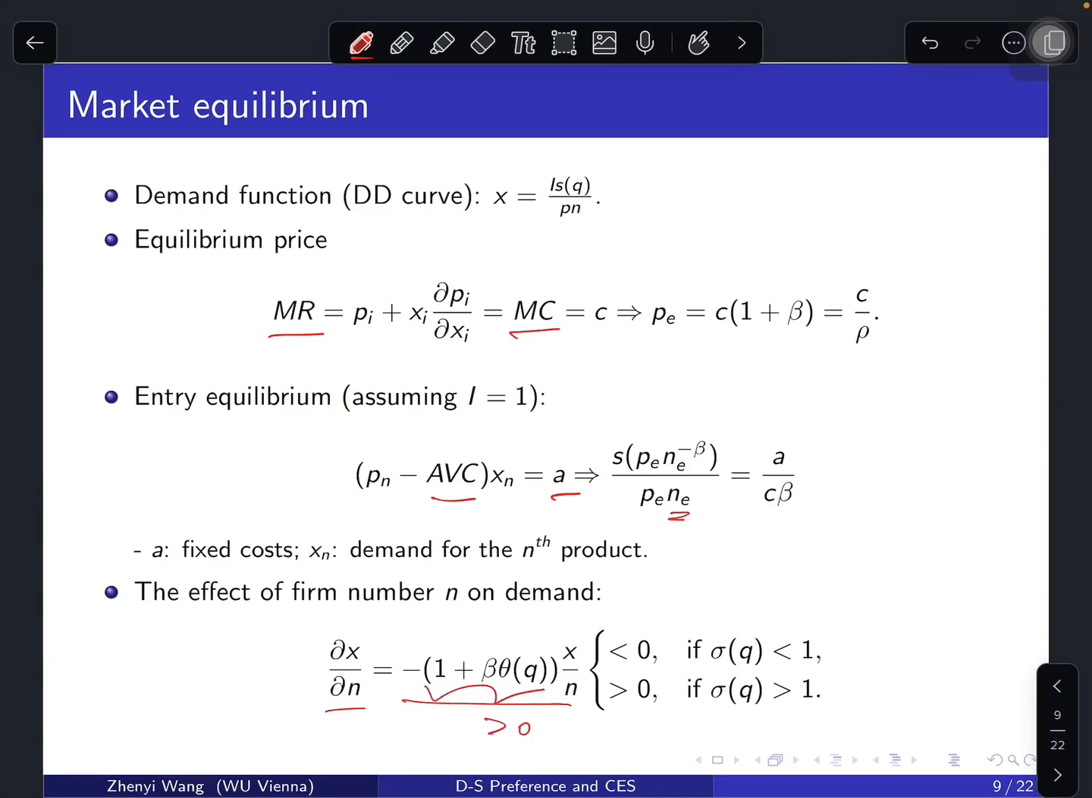So it means that this term is greater than 0, and the effect of firm number n on demand is smaller than 0. It means that the more firms produced in the market, the less each firm produced. To sum up, the market equilibrium occurs when firms maximize profit by setting MC equal to MR, and they will enter the market until the zero profit condition is met.